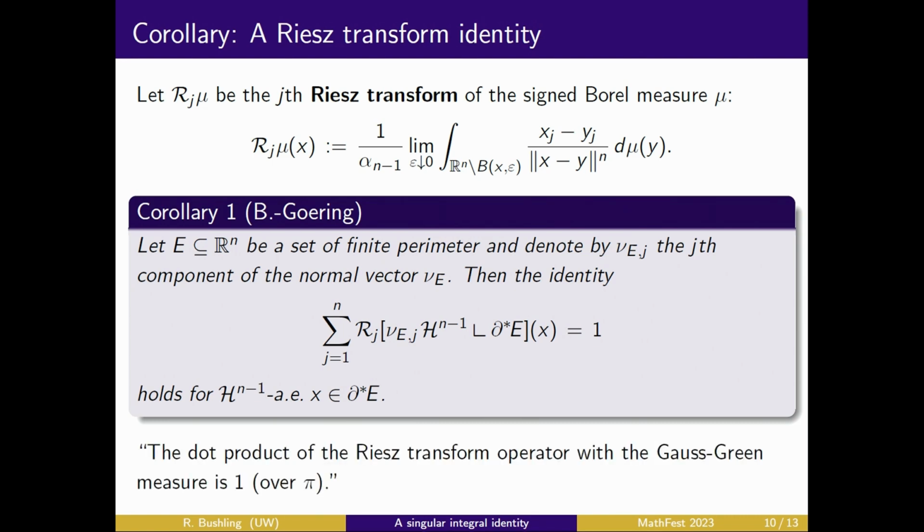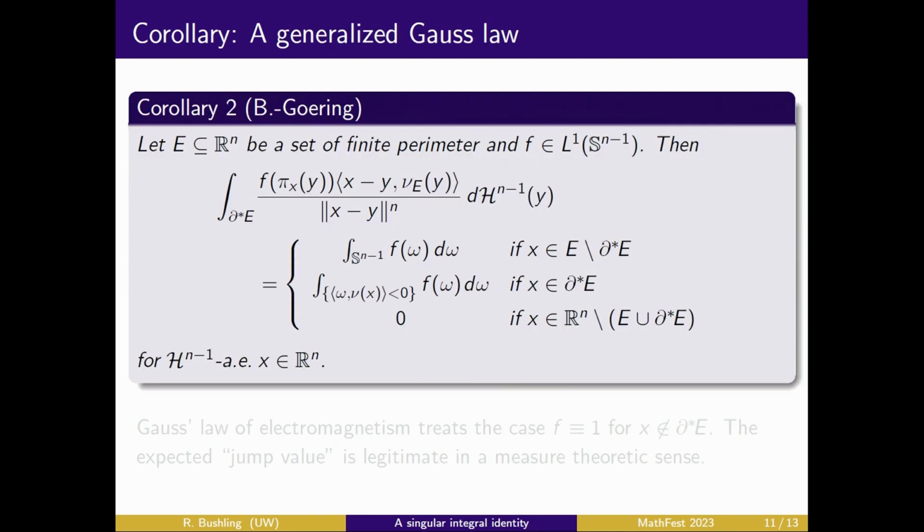Put more simply, the dot product of the Riesz transform operator with the Gauss-Green measure is almost identically equal to 1. There's a 1 over pi, actually; I renormalized the Riesz transform so that we got 1. I think there's truth, beauty, and usefulness in mathematics, and you get any 2 out of 3. I think as written, renormalized, it's pretty beautiful. So I'm kind of hoping that it's not useful.